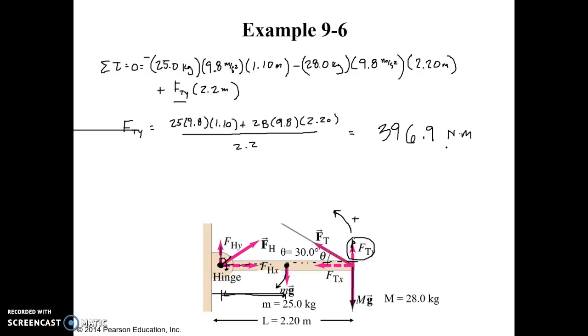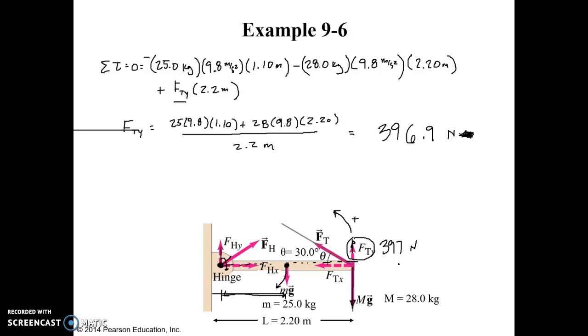Okay, I was in the middle of this problem when time ran out on the last video. What we had just found was that FTY was 396.9, or rounding to 3 significant figures, 397. No, actually, I'd written down newton meters up here. That's incorrect. I was not solving for a moment, I was solving for the force. I was dividing by 2.2 meters down here, which canceled out that meter. So that's just newtons.